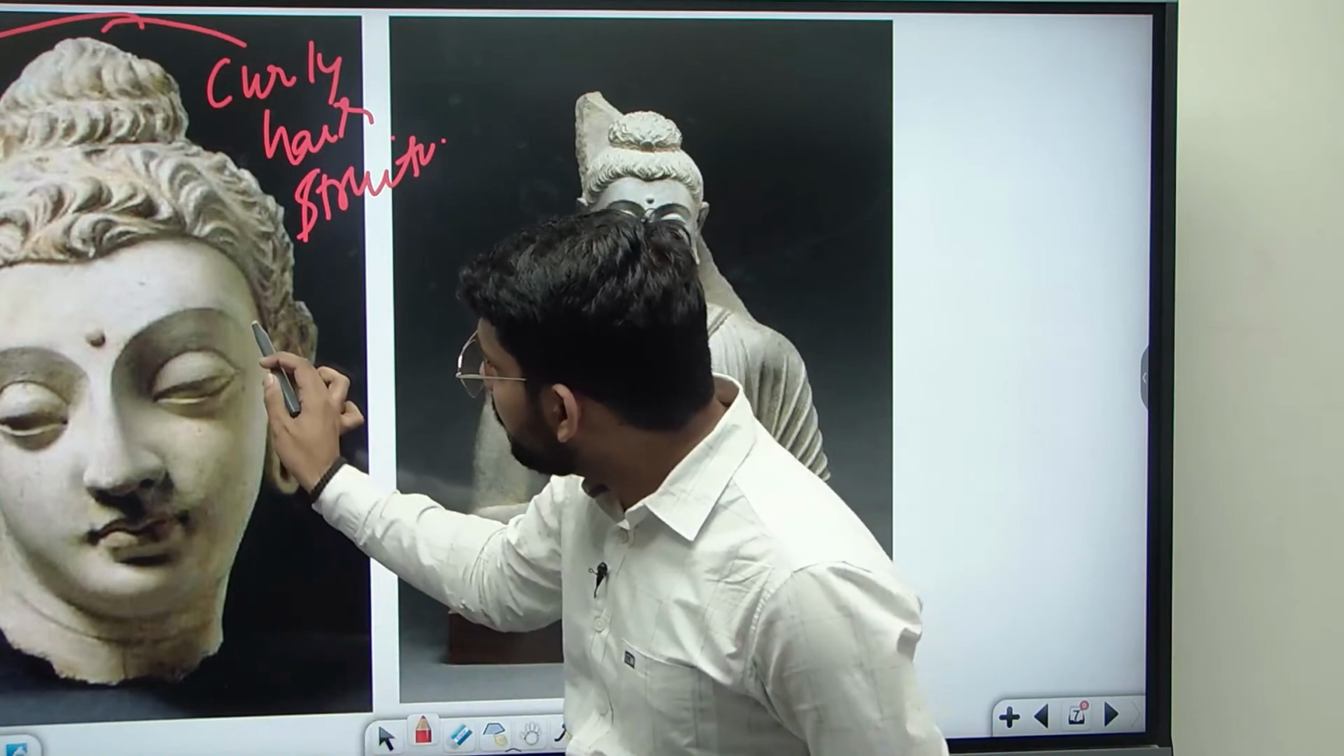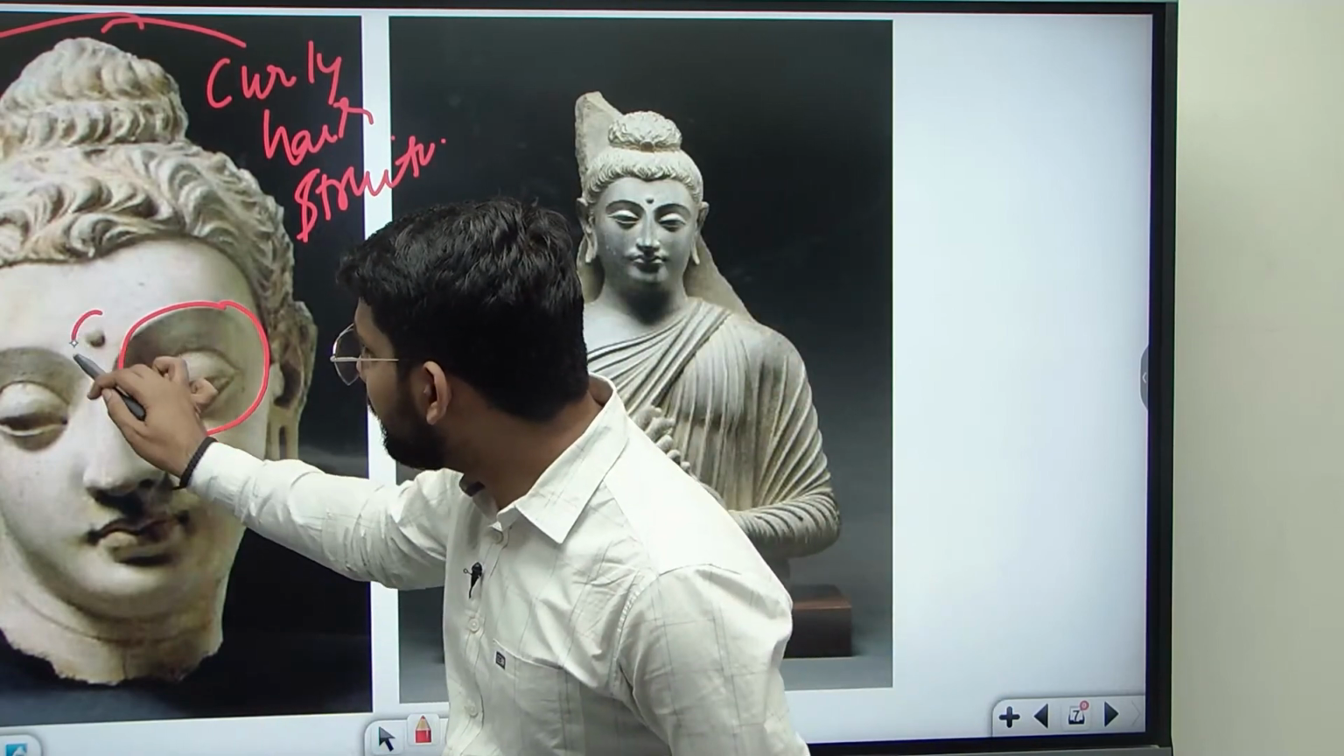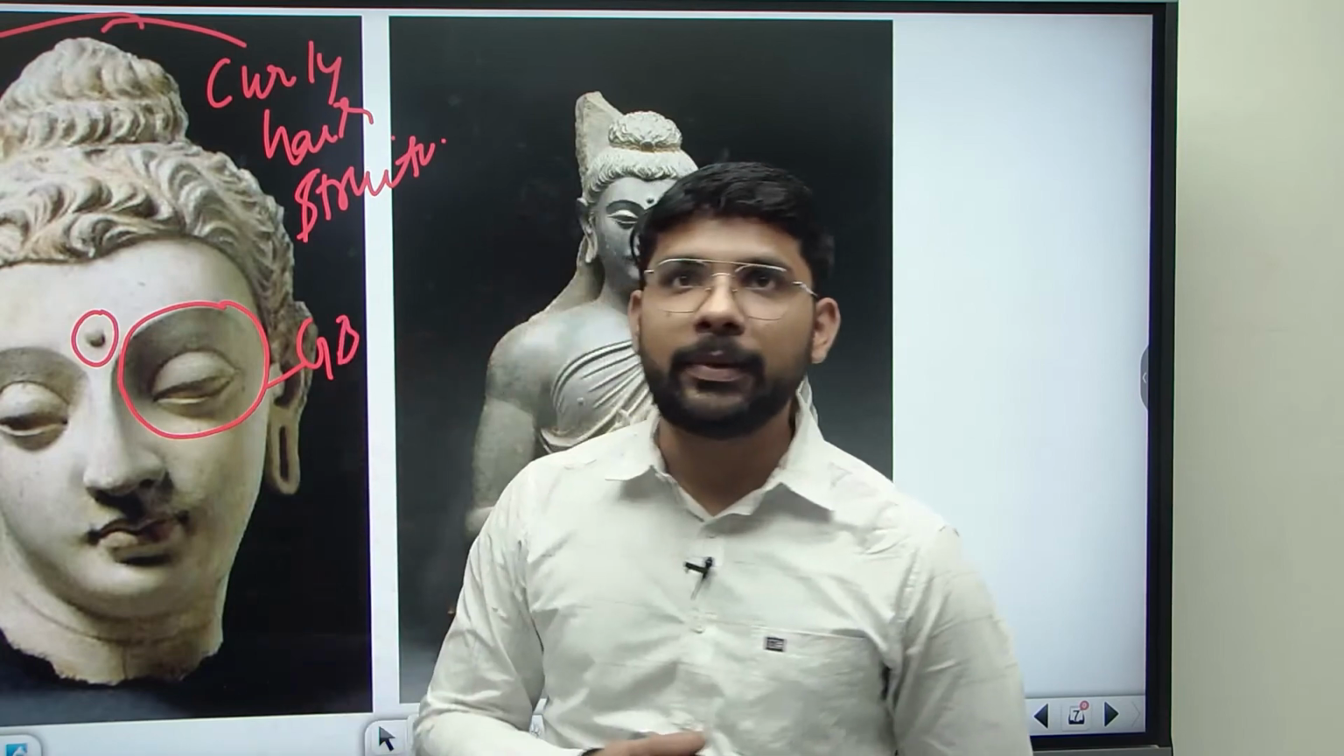If you see the shape of eyelids, features, specifically we can say the body features here. You can say the third eye view, that is also taken from the Greco-Bactrian elements.